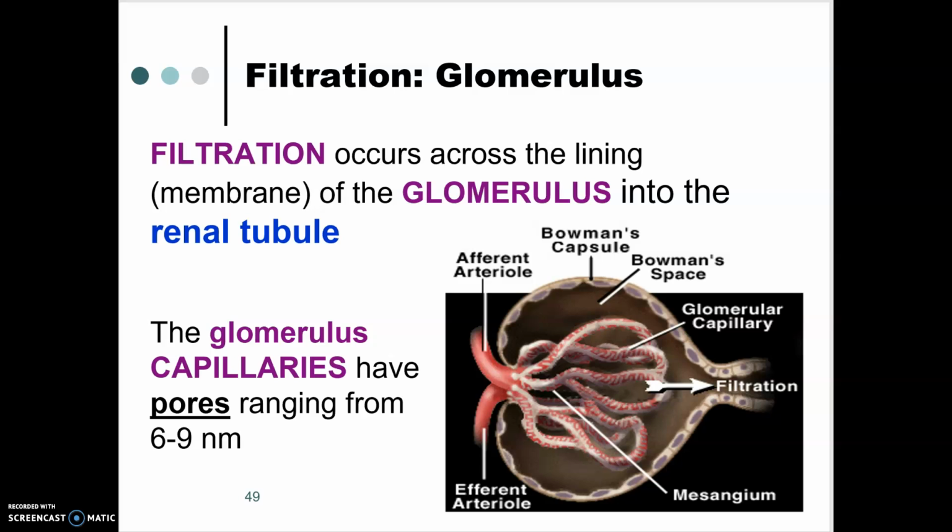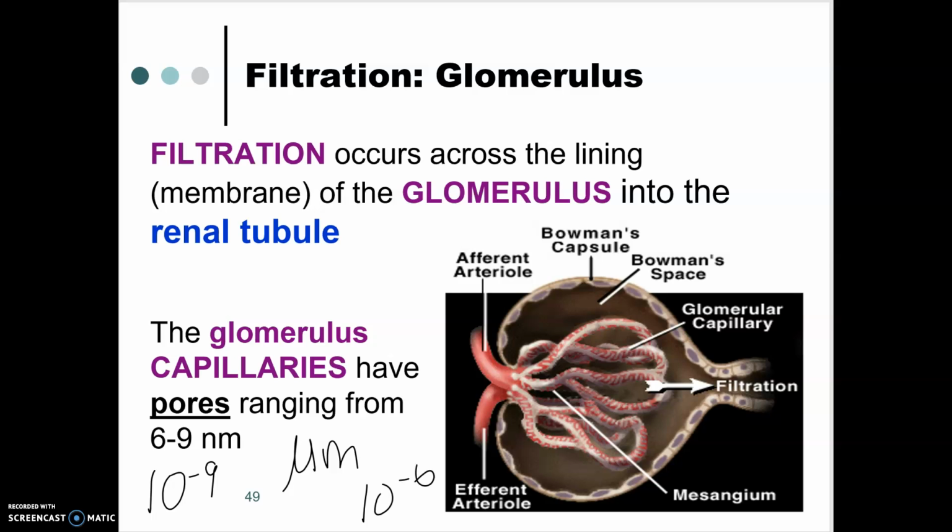So the pores that we talked about, those little fenestrae, are going to be between 6 and 9 nanometers in diameter. So that's really, really small. When you think about what we look at under a microscope in the lab, we're talking about micrometers, which is basically 10 to the minus 6. When we're talking about nanometers, we're talking about 10 to the minus 9. So very, very small pores.